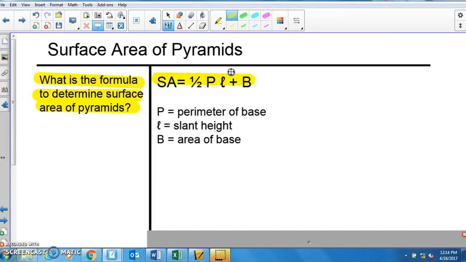So the perimeter of the base is either going to be a square or rectangular base, or it's going to be a triangular base. The area of the base, same thing. The base is either going to be a square or rectangular base or a triangular base. So we would have to substitute in that particular formula. So our formula is 1/2 uppercase P times the cursive L plus the uppercase B. That is the formula for the surface area of a pyramid.